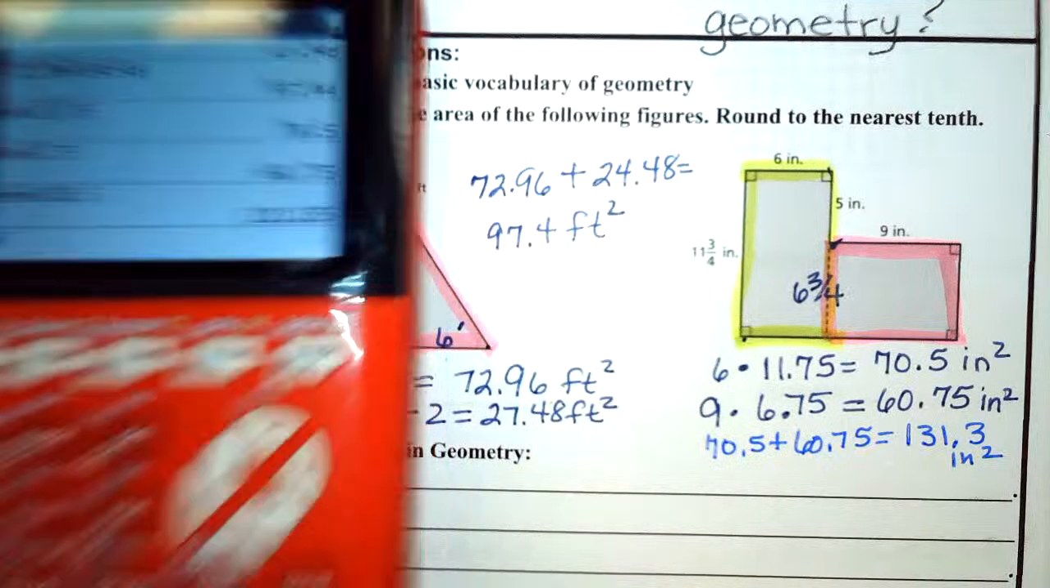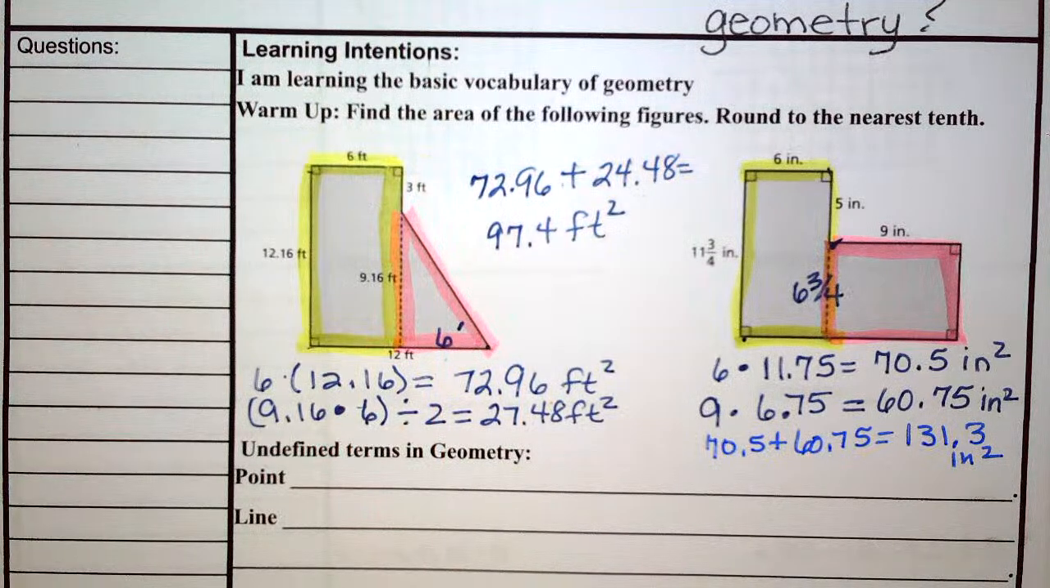In geometry, we have what we call undefined terms. As we define them, we'll figure out why they're undefined. So what is a point? If you're saying a dot, that's how we identify it. But a point names a location and has no size.